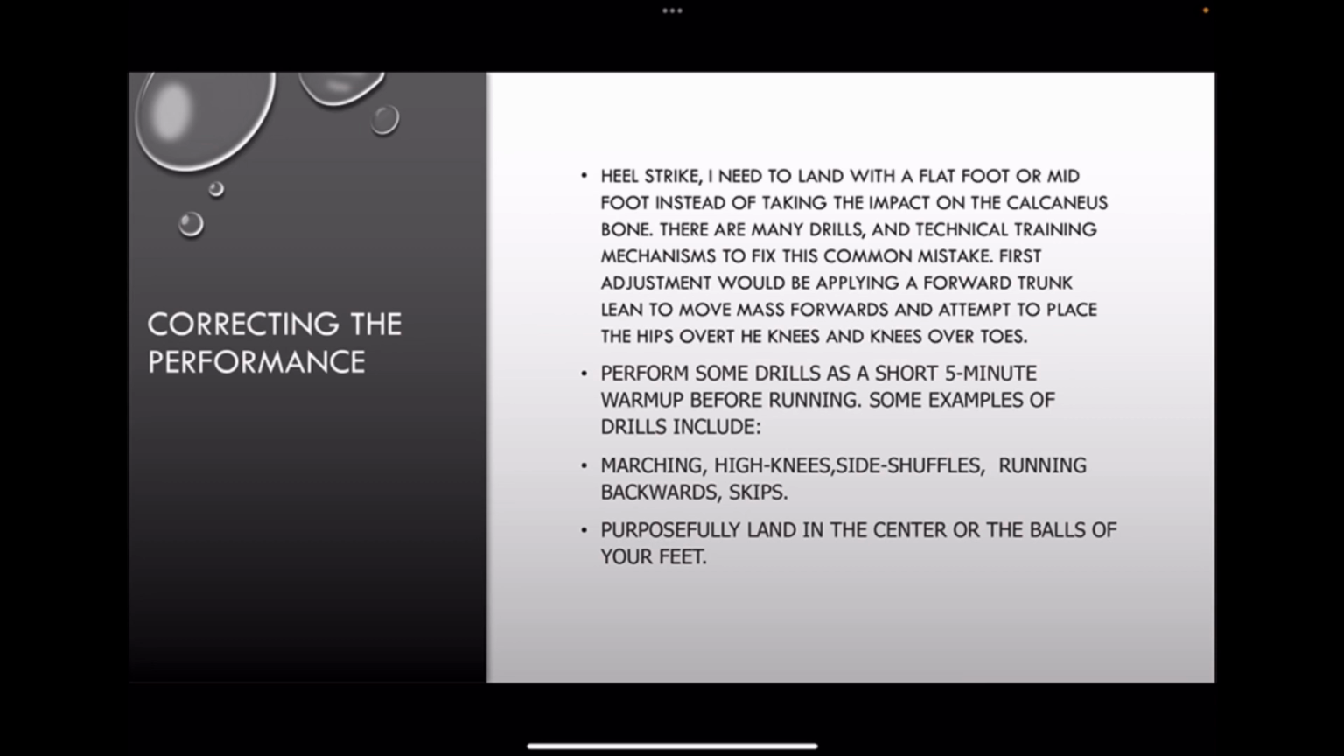There are some performance drills, like a short 5-minute warm-up, where these examples are high knees, side shuffles, running backwards and skipping, and then trying to purposely land on the center of the ball of my feet instead of landing on the ankle. It will feel awkward, but it is one of the best ways to enhance that performance by forcing yourself to land on your ankles.